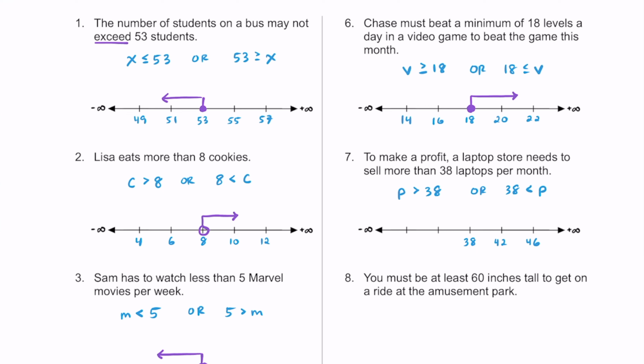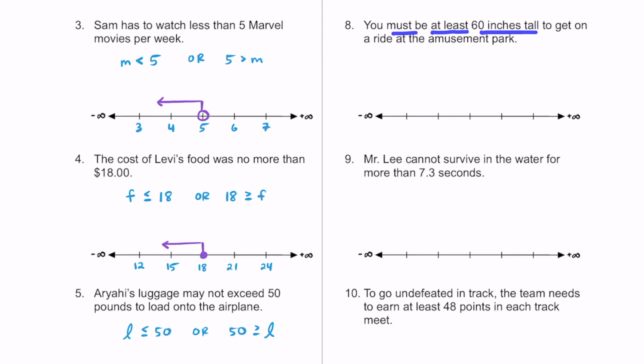So the more they sell, the more profitable they'll be. Number 8, looks like for this one it says you must be at least 60 inches tall to get on a ride at an amusement park. Okay, so 60 inches is 5 feet, and you must be at least 60 inches. So maybe I'll use H for height here, and so we can say it's going to be greater than or equal to 60 inches. Or you can say that 60 inches is going to be the least amount, so 60 is less than or equal to whatever your height has to be.